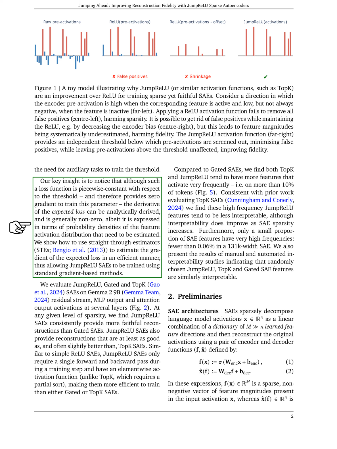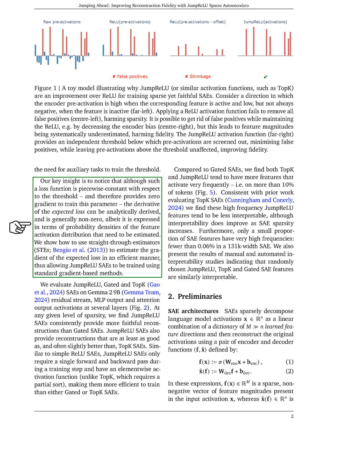Our key insight is that, although this loss function is piecewise constant with respect to the threshold, meaning it provides no gradient for training this parameter, we can analytically derive the expected loss's derivative, which is generally non-zero. However, this derivative is expressed in terms of probability densities of the feature activation distribution, which we need to estimate. We demonstrate how to use straight-through estimators, STEs, to efficiently estimate the gradient of the expected loss, enabling us to train JumpReLU SAEs using standard gradient-based methods.